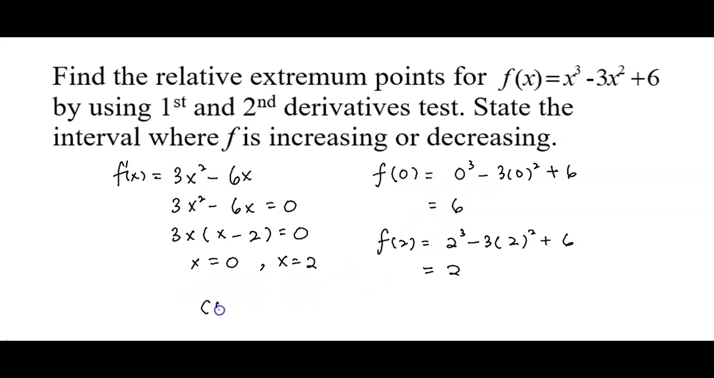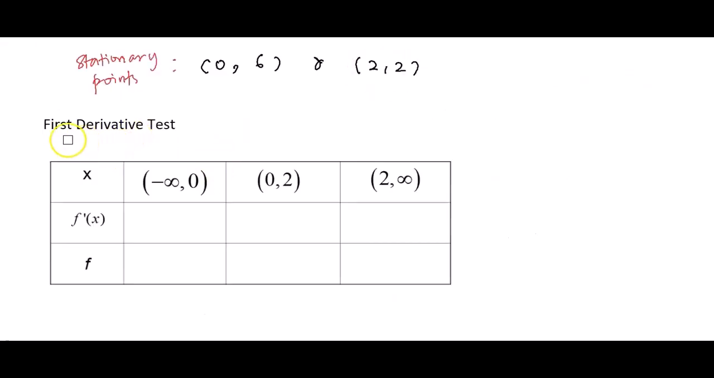The first stationary point is (0, 6) and another one is (2, 2). In order to use the first derivative, I recommend you sketch this table, where this line might represent x equals 0. You focus on these two x values, the x-coordinates of the stationary points, which are 0 and 2. Of course 0 is less than 2, so we start with x equals 0, and the second line represents x equals 2.